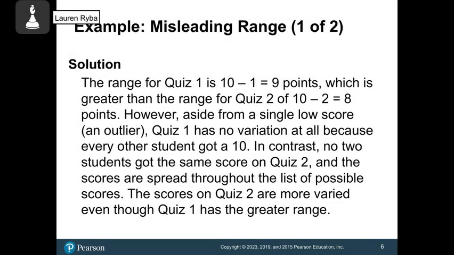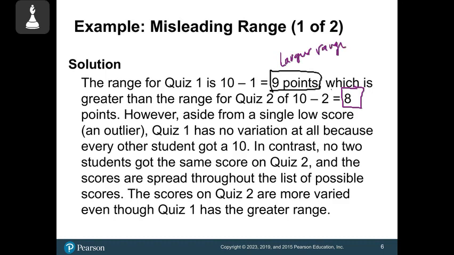Well, in the first group, the highest score was 10 and the lowest score was 1. So if you take 10 minus 1, 9 points is going to be the range. If I do the same thing for the second set of scores, the largest is 10 and the smallest is 2, so the range is going to be 8. So the group with the largest range is in fact quiz 1.